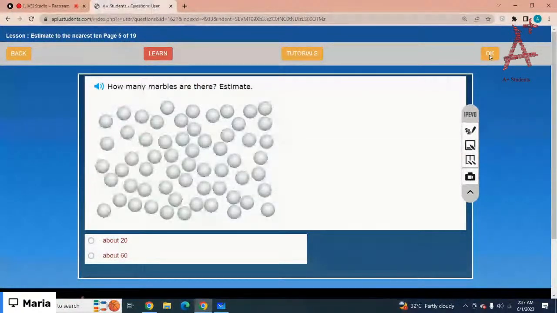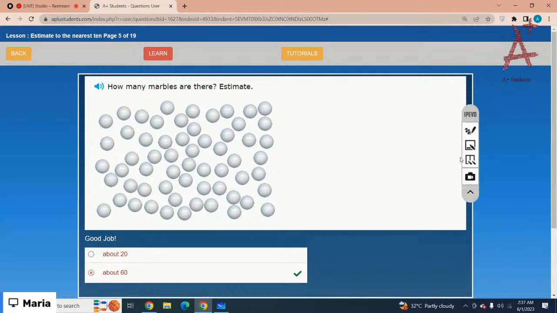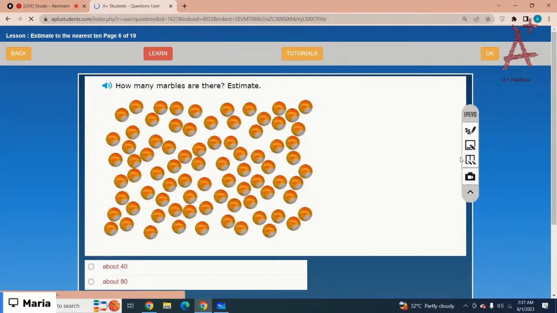Very good. Okay, how many marbles are there? About 20 or 60? Which is the correct option? They are about 60. Got it? 20 is much less than this.